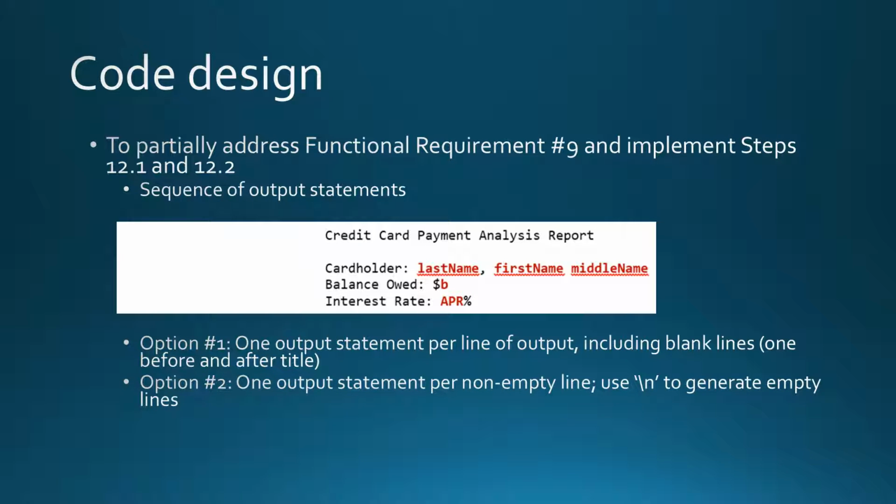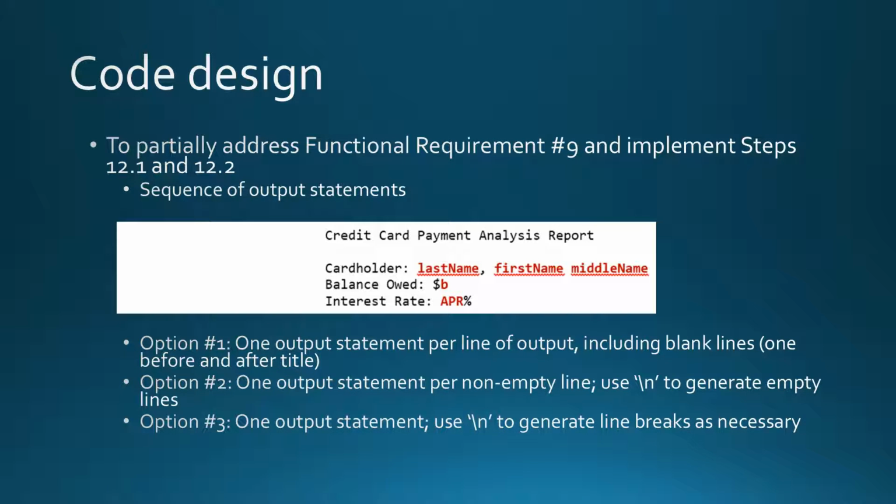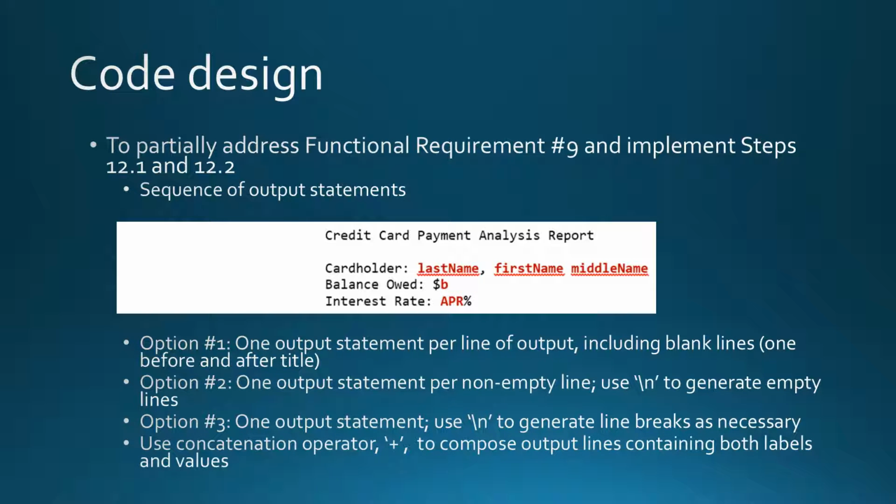Option number 2 is we could write 1 output statement per non-empty line, and then we'll use the special character \n to generate the empty lines. So here we would only need 4 output statements. And option number 3 would just be to use 1 output statement, and wherever we need a blank line, or to terminate a line, we'll insert a \n. And then if our output line contains both a label and a variable value, we'll use the concatenation operator plus to compose those lines. Now we're going to select for the tutorial here option number 2.